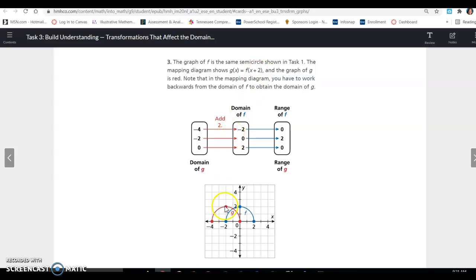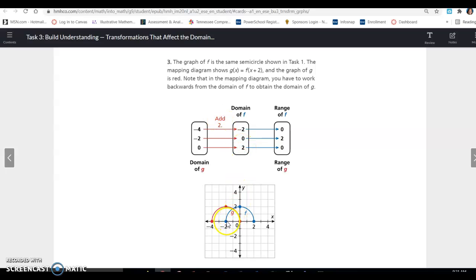So in blue is the same semicircle we've had in the other two tasks. These are our ordered pairs for the domain and range of f. And then you can see that instead of affecting the range, now we're going to affect the domain. We took some number, added 2, and got this domain here. So -4 plus 2 is -2, -2 plus 2 is 0, and 0 plus 2 is 2.